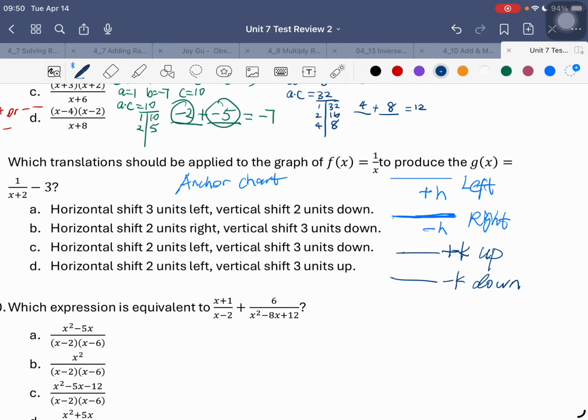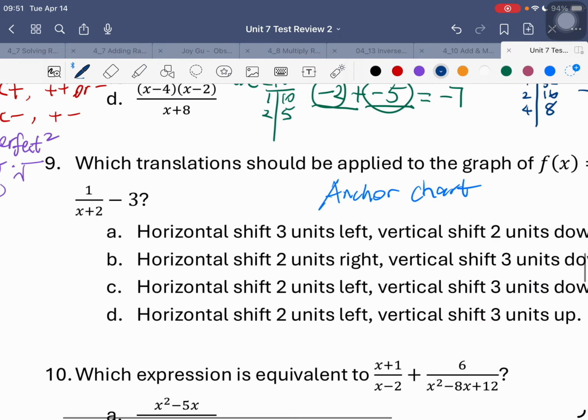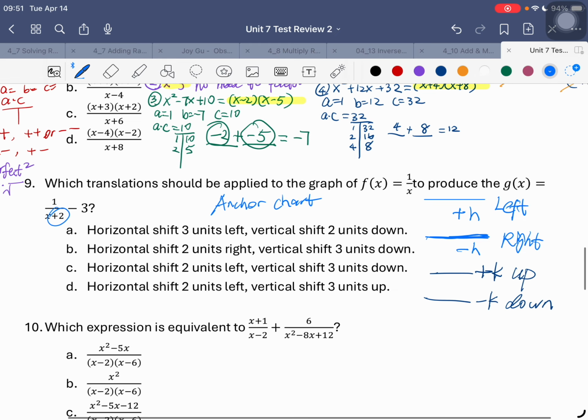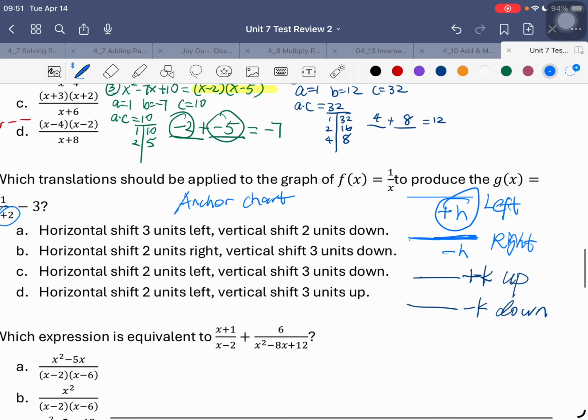Okay, now let's see. Under the house is the h. It is a positive number, positive h under the house. Oh, I see, it's left. So only left could be correct. So right is not correct.